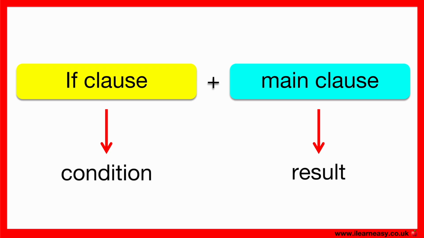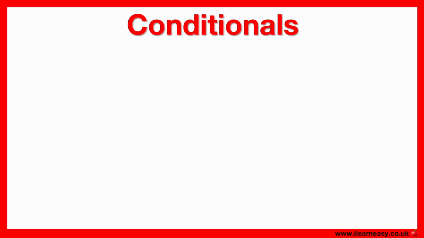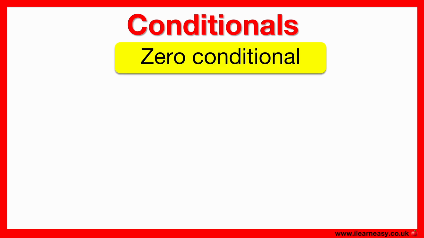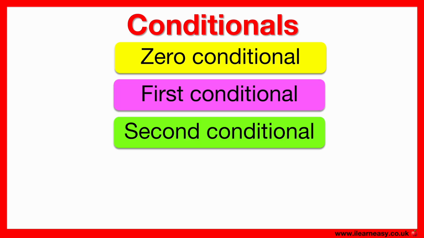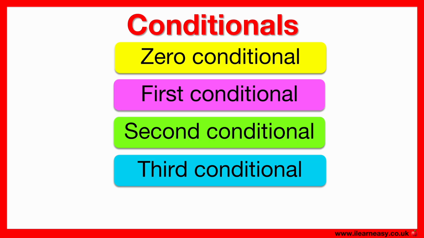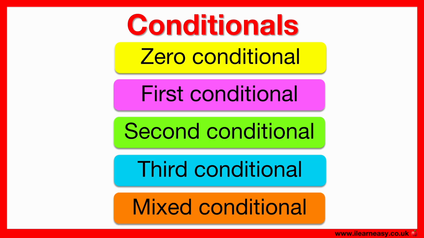The sentence usually starts with if or when. The if clause can be the first or the second part of the sentence. There are 5 types of conditionals in English: zero conditional, first conditional, second conditional, third conditional, and mixed conditional.